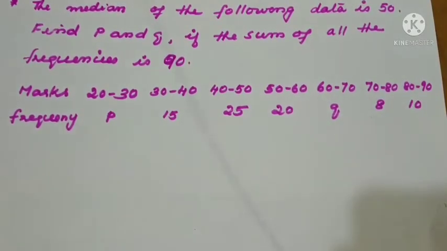The median of the following data is 50. Find P and Q if the sum of all the frequencies is 90. Marks: 20 to 30, 30 to 40, 40 to 50, 50 to 60, 60 to 70, and the last one is 80 to 90. Corresponding frequencies are P, 15, 25, 20, Q, 8 and 10.